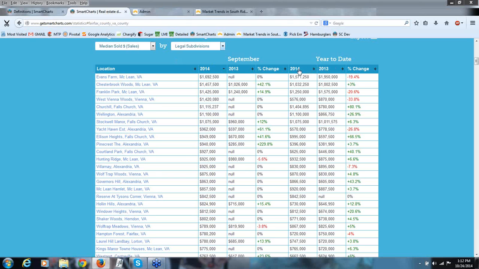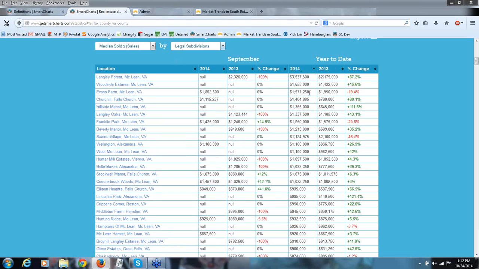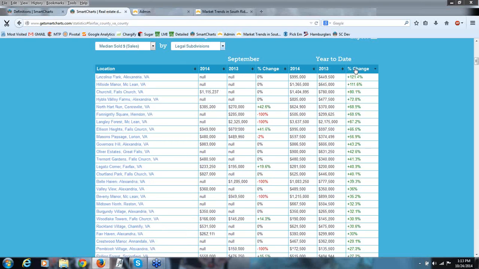I can change that. I can sort any of these to see what's the most expensive subdivision year to date, or I can sort these by percent change to see which subdivisions have had the highest appreciation in median sales price. There's going to be a few up at the top that are huge changers, and that may be because they only have 2 or 3 sales.